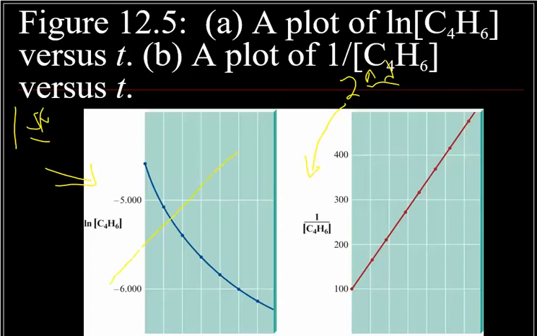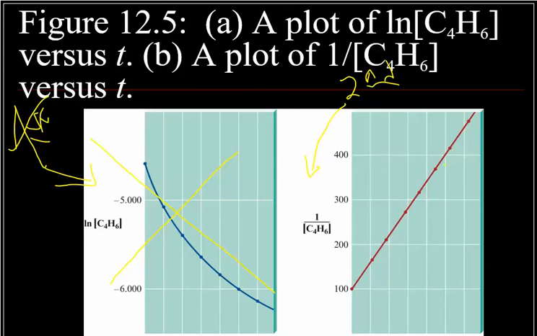It's not this one, so it cannot be first order. No. This line here in scenario B gives us a straight line, so that because it's the inverse of concentration, it is second order versus time. And so we verified then that it is second order.